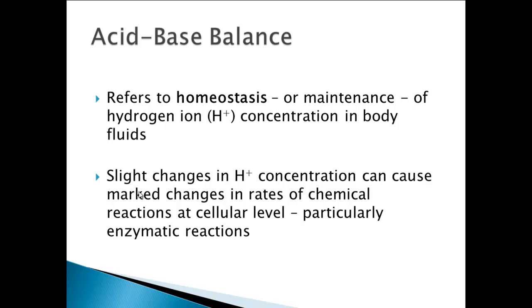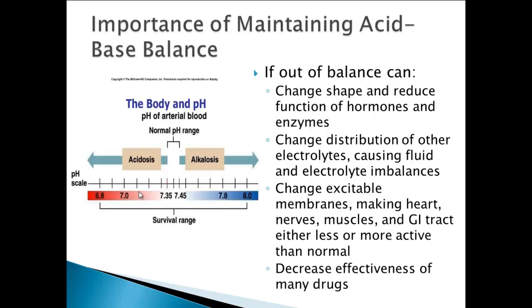Even slight changes in the hydrogen ion concentration can cause extreme changes in cellular reactions, particularly enzymes in any kind of protein. For example, if the acid-base balance is out of balance, the acidic or alkalotic nature of the fluid can change the shape and reduce the function of hormones and enzymes in the body. It can also cause changes in other electrolytes, and when we change those levels, we might cause problems with fluid electrolyte balance.